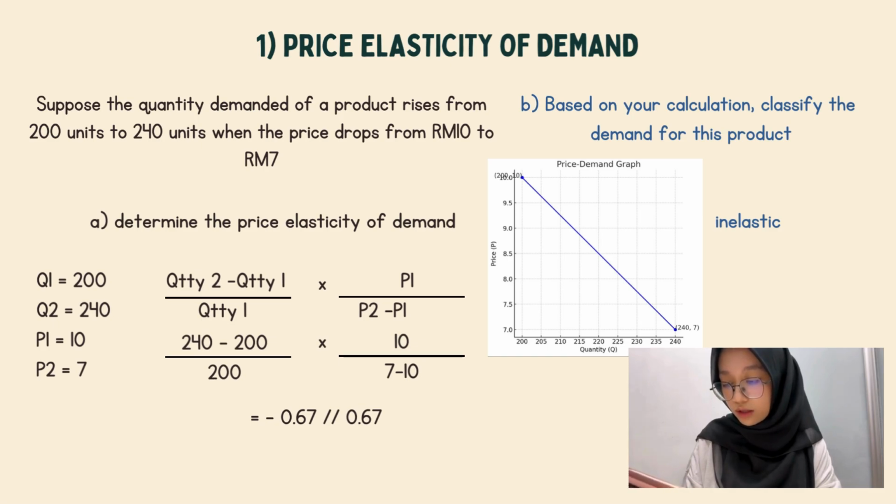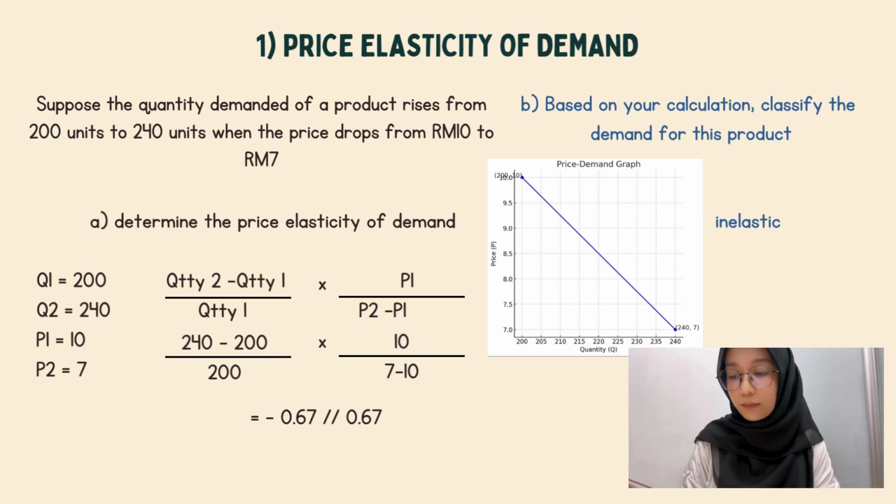Okay, so for Q1 it is 200, Q2 is 240, P1 is 10, and P2 is 7. So we just need to substitute into the formula, which is quantity 2 minus quantity 1 over quantity 1, times P1 over P2 minus P1. So 240 minus 200 over 200, times 10 over 7 minus 10. So the answer should be negative 0.67, and just change it to positive.